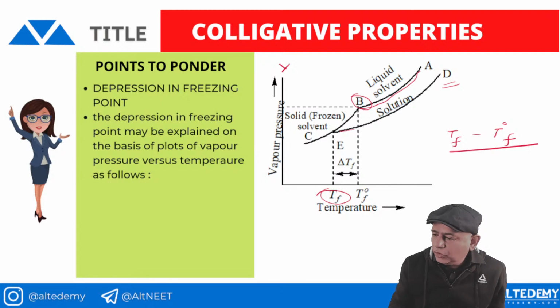Whenever we are adding a non-volatile solute to a solvent, there will be depression in freezing point, and depression in freezing point means it will go lower. Suppose you have taken water. Water freezes at 0 degrees centigrade. Suppose you put some NaCl into it. Now it will freeze at minus 10 degrees centigrade, let us say. This is called depression in freezing point.